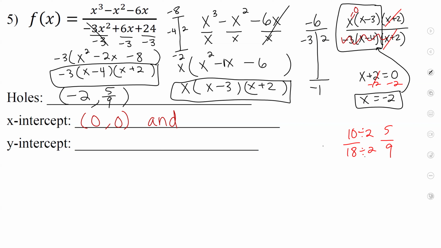Set x minus 3 equal to 0. So if I do x minus 3 equals 0, what's my answer? Yep, x is 3. So that is your other x-intercept. Write it as a point.